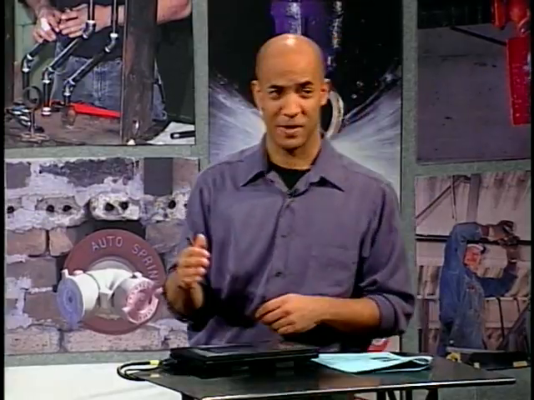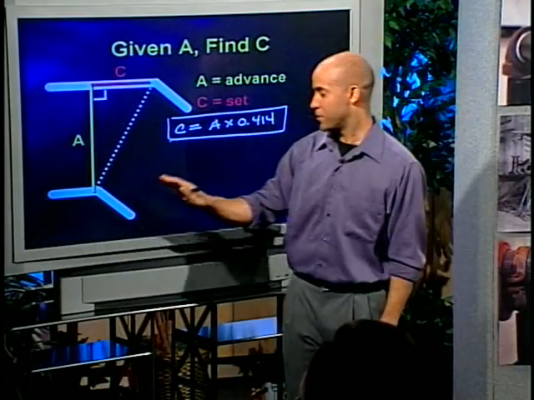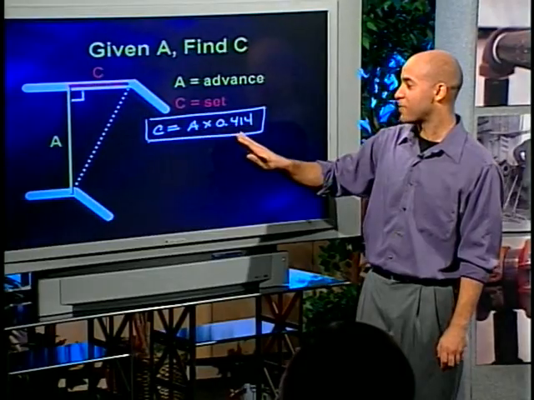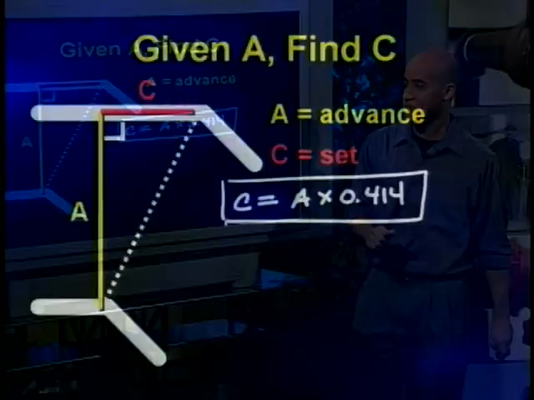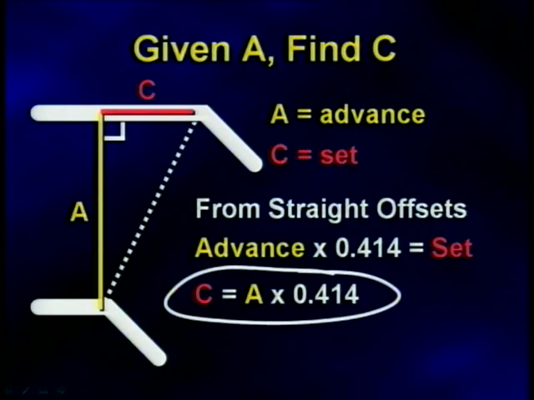Maybe we've forgotten that, so let me go over that one more time. Remember that A is the distance between the pipes, and C is the distance that one pipe will be longer than the other pipe. So if you're given A, what this formula says is that if you know A, the distance between the pipes, you multiply by 0.414 to find C. Good. Now we're going to use that formula over and over again in this section to find the length C.